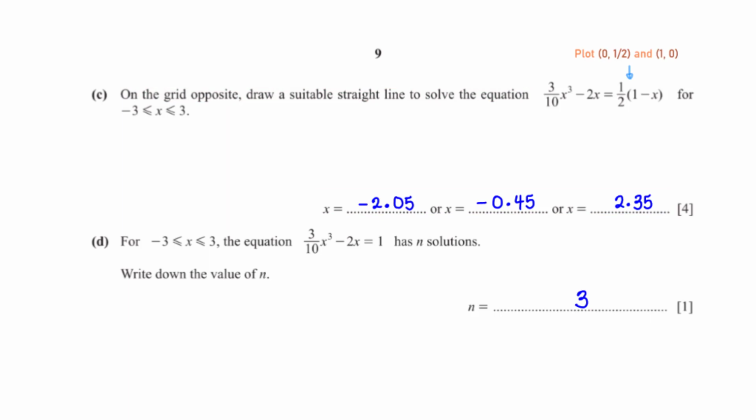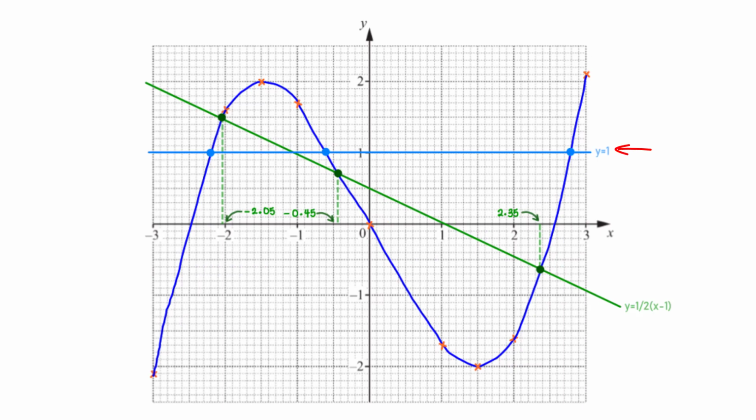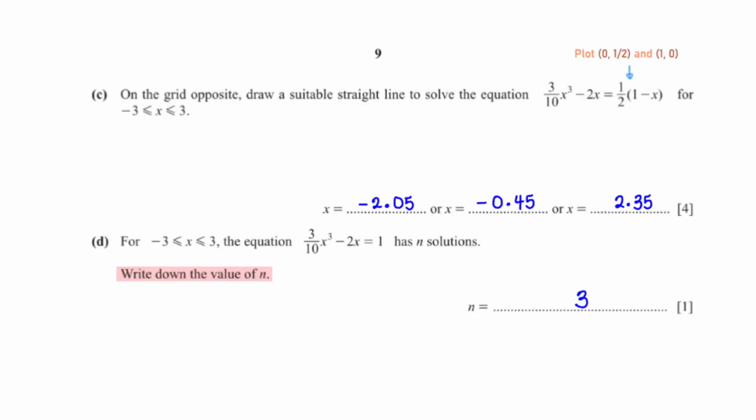For x greater than or equal to -3 and less than or equal to 3, the equation 3/10 x cubed minus 2x equals 1 has n solutions. Write down the value of n. First, we draw the line y equals 1 on the grid. We see that this line intersects the graph at 3 points. This means the given equation has 3 solutions, so n equals 3.